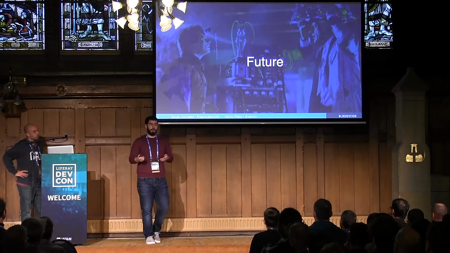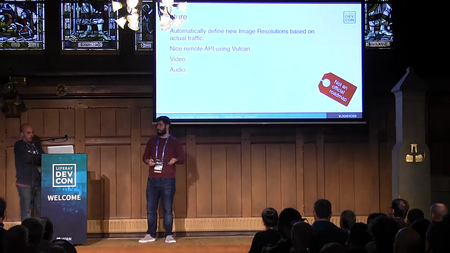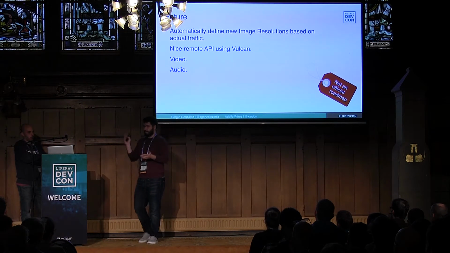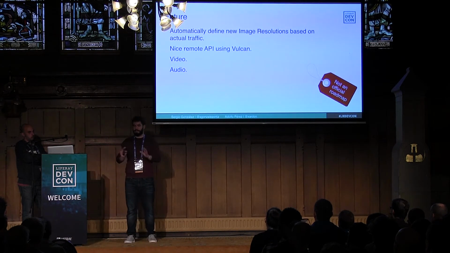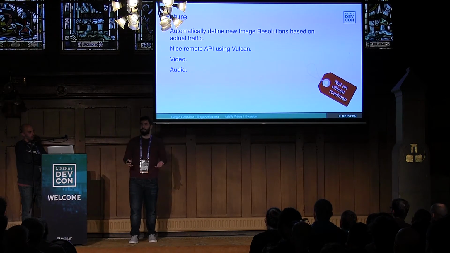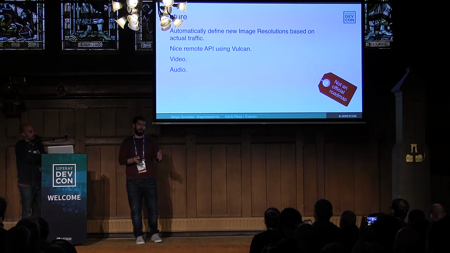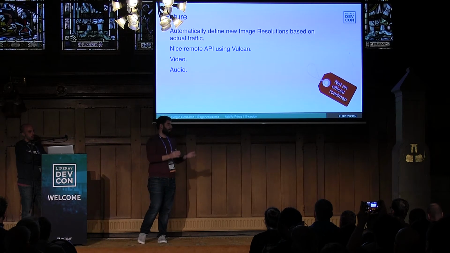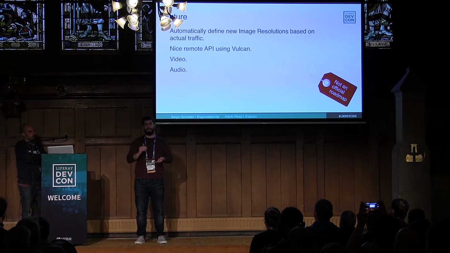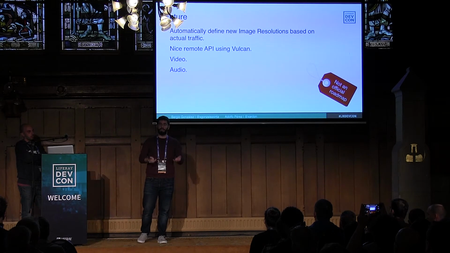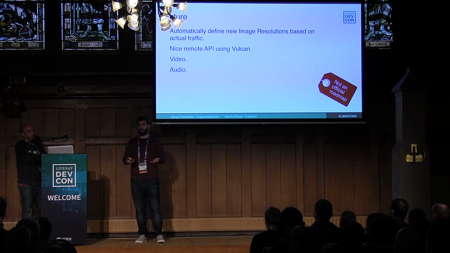So how does the future look like? Where are we aiming for in the next releases of adaptive media? And just a disclaimer, this is not an official roadmap, but only some things that we're planning to implement in the near future. The first one is automatically defining image resolutions. So instead of forcing the administrator to predefine a set of image resolutions, we want that to be automatically suggested by the portal.